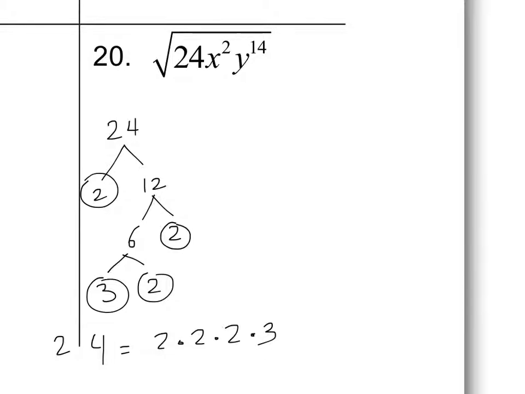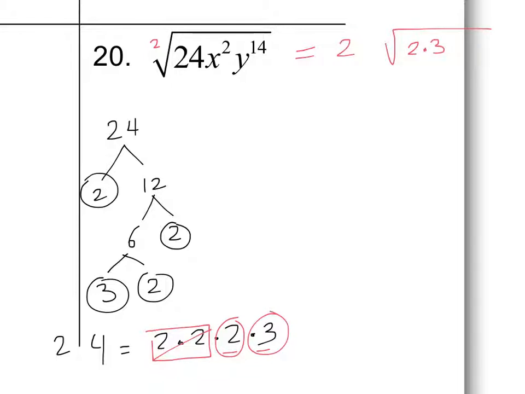Now, since it's a square root, I know that the index is 2, so anything in groups of 2 will leave the radical, right? So I have one group of 2, so basically one pair. So only one 2 will leave the radical. The 2 and the 3 basically are lonely. I don't have a pair of the 2, I don't have a pair of the 3, so both will stay inside the radical. So 2 times 3 is 6, so 6 stays inside the radical.